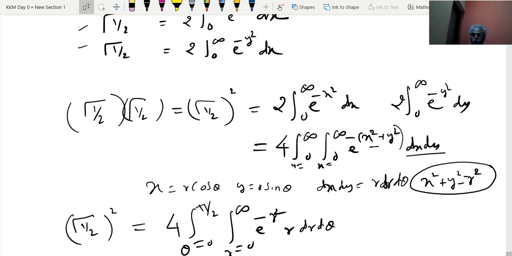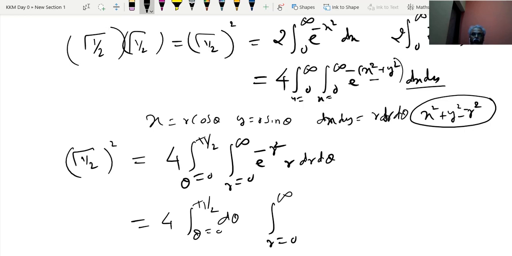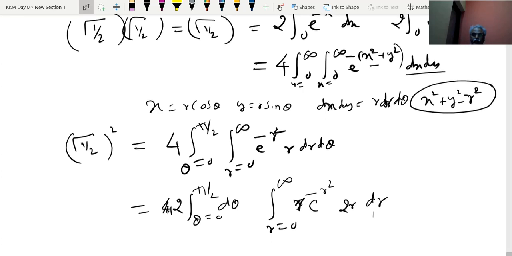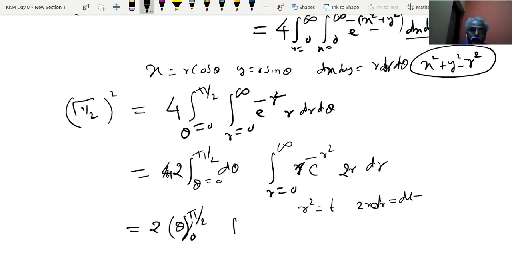Now, again separate out theta terms and r terms. For that reason, I will write 4 times the integral of theta from 0 to pi by 2 d theta, and the integral of r from 0 to infinity of r into, so that one of this 2 I will take inside, e raised to minus r square 2r dr. So first one, no problem. For the second integration, we shall put r square equal to t, 2r dr equal to dt. First one, integrating d theta becomes theta from 0 to pi by 2. Second one looks like this now, t from 0 to infinity, e raised to minus t dt.